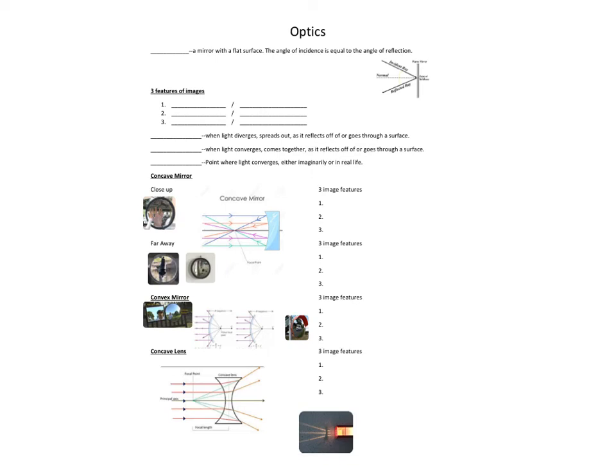Okay guys, these are your notes over optics. So optics and light kind of go hand in hand. This is essentially how light moves through or bounces off of mirrors or moves through lenses. That's what we're going to be looking at here.